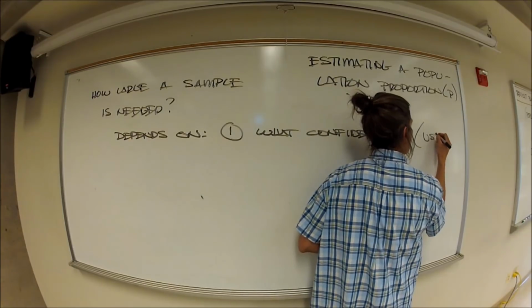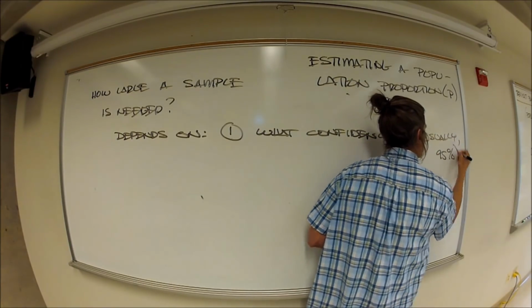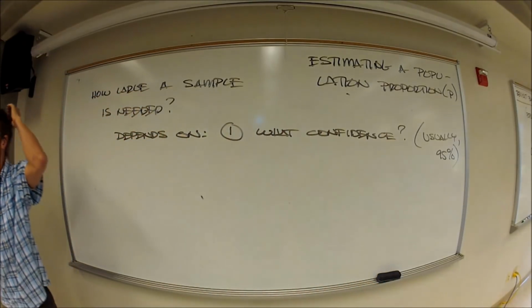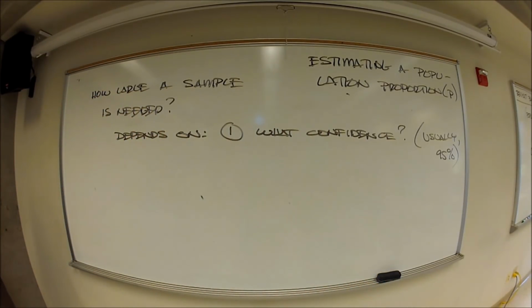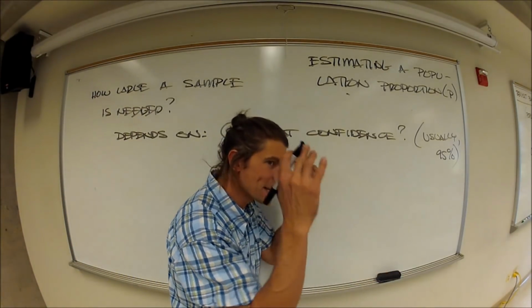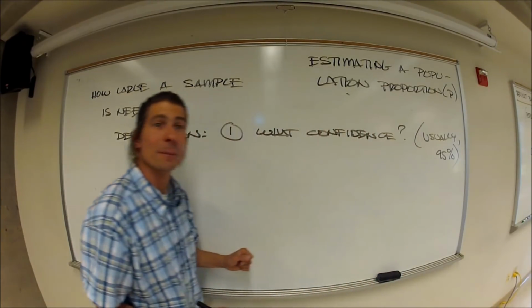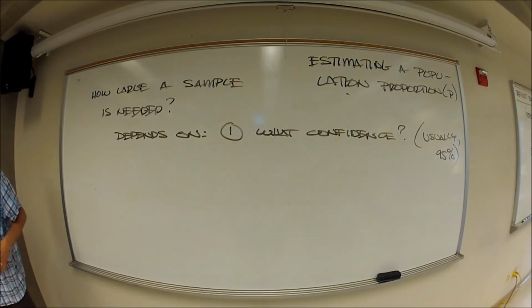Usually, we're going to use 95%. That's a standard. And then, this is called the confidence level. It's got a special name, which we'll keep using over and over again in this class. The confidence level is usually going to be set at 95%.